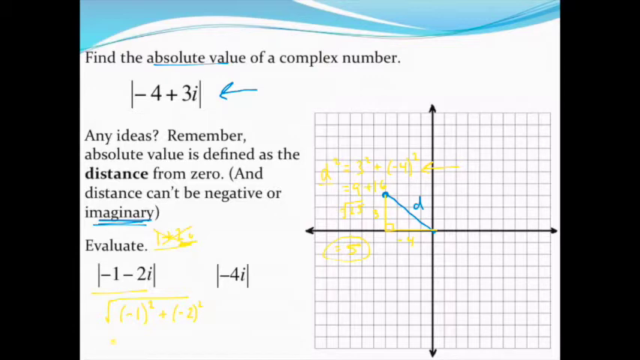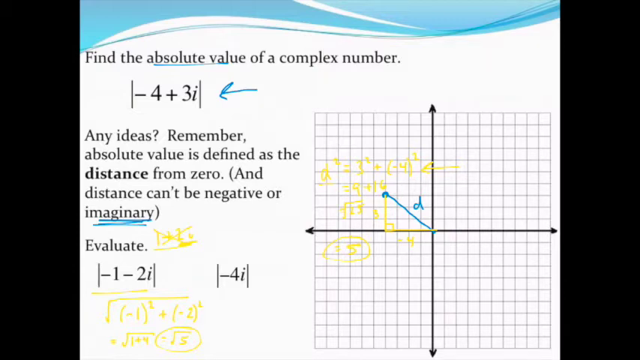So simplifying this to find the absolute value, -1 times itself is positive 1. That's why those parentheses are so important. -2 times itself is 4. 1 plus 4 gets me 5. I end up with the square root of 5 for the distance. Now distance can be irrational, that's fine. But it's not negative, it's not imaginary, and I don't want decimals for these, I just want the square root of 5.